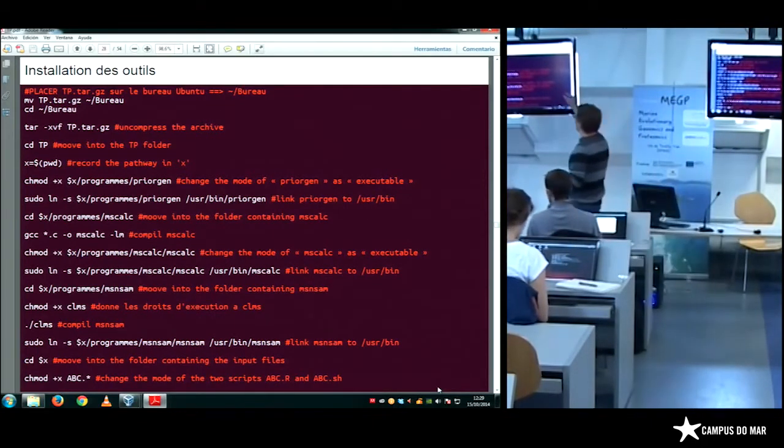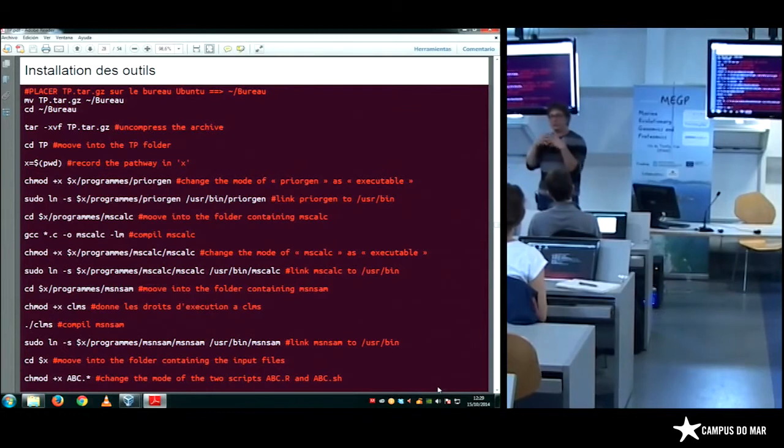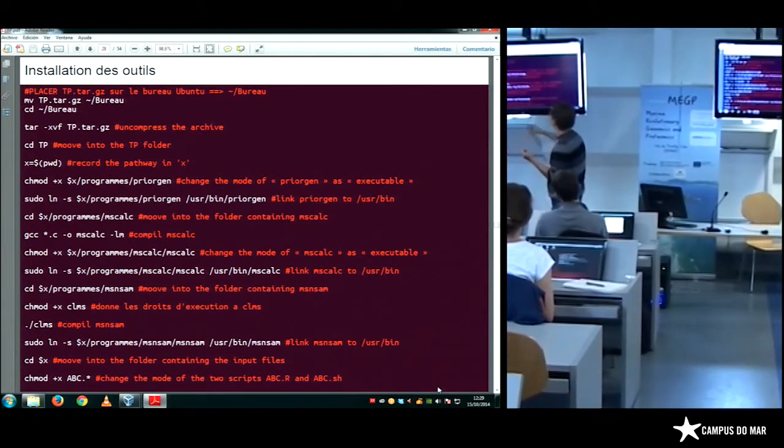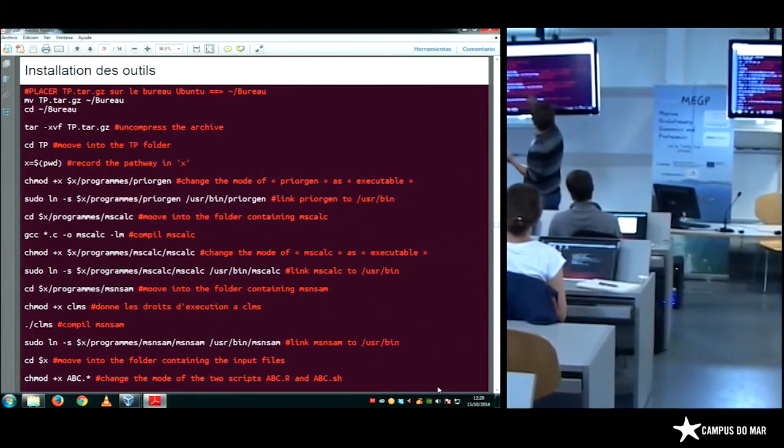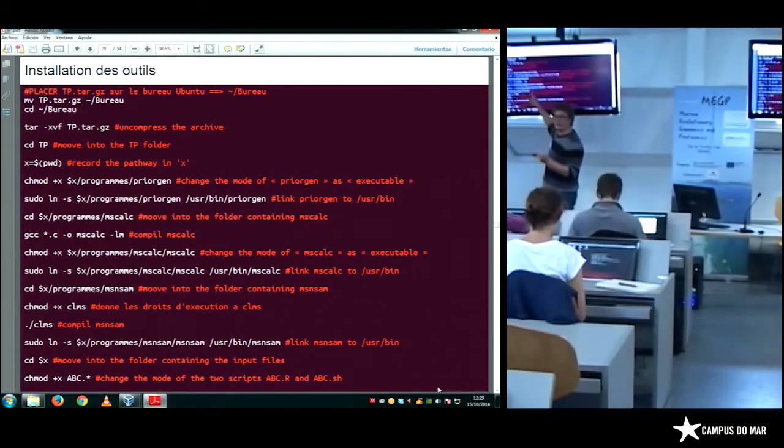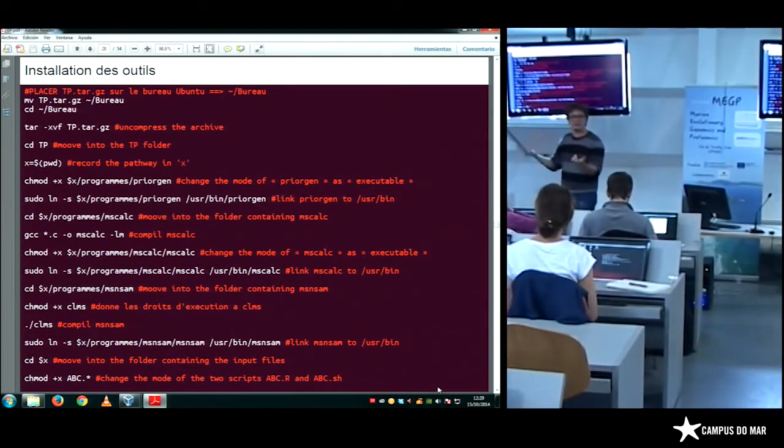So remember that PriorGen is a software that generates the prior. MS-Calc is a software that calculates the summary statistics. And MS-NSAM is a simulating software. So you have to do all these lines.